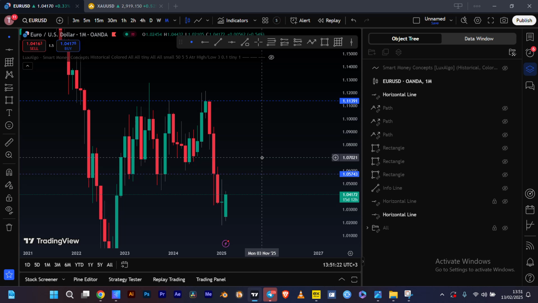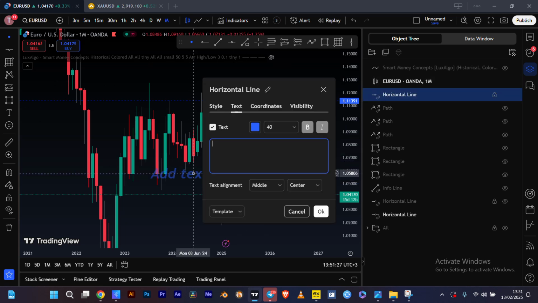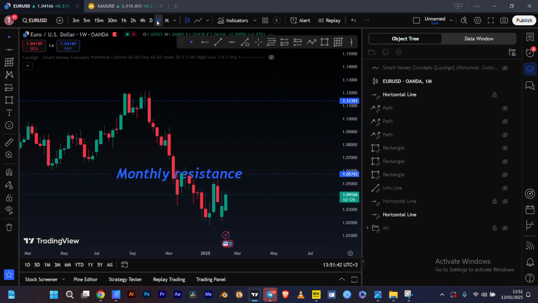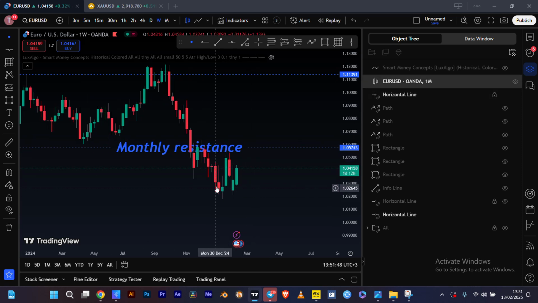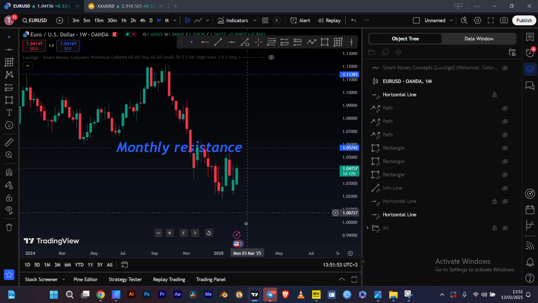So we remove this and we lock the line and we add text as monthly resistance, and you say okay. Then we go to the weekly time frame. We have locked our line, so we realize that previous week's market was coming to retrace this level in order maybe to continue downwards, but still there is a chance of it getting broken, because in forex everything can happen.